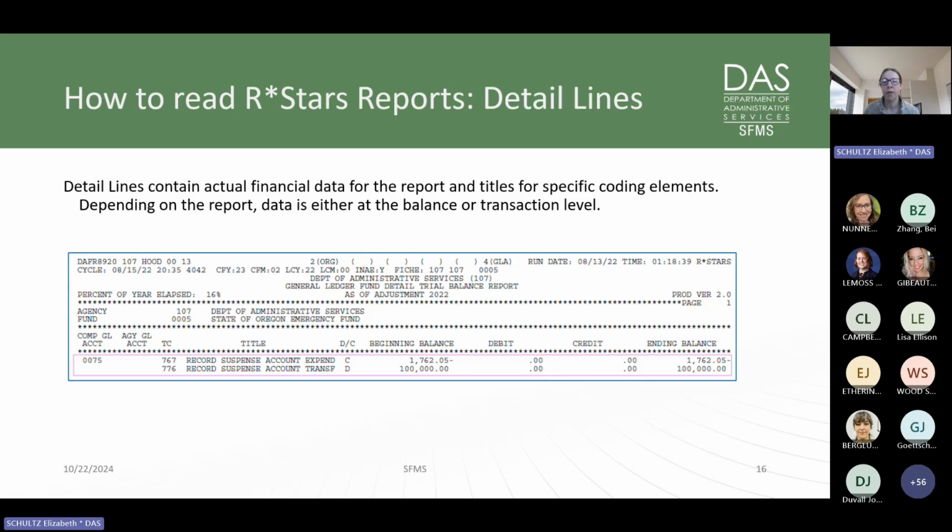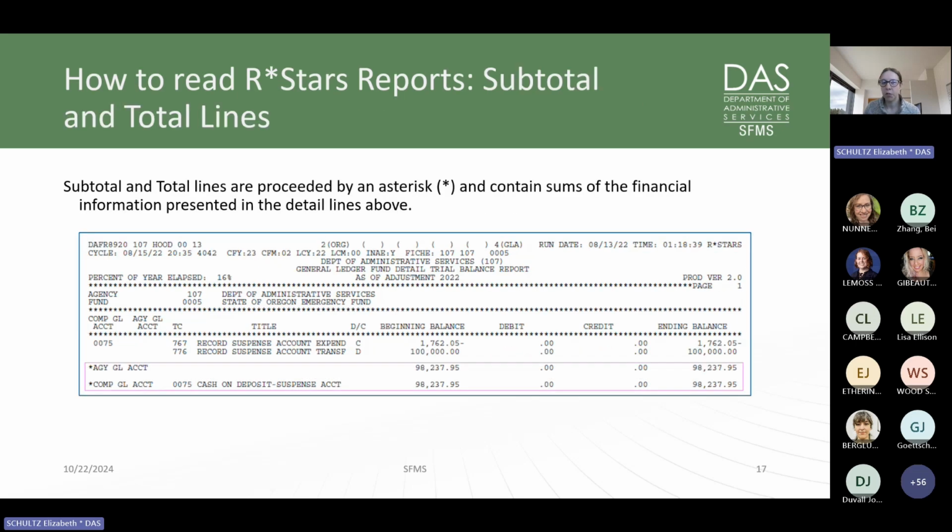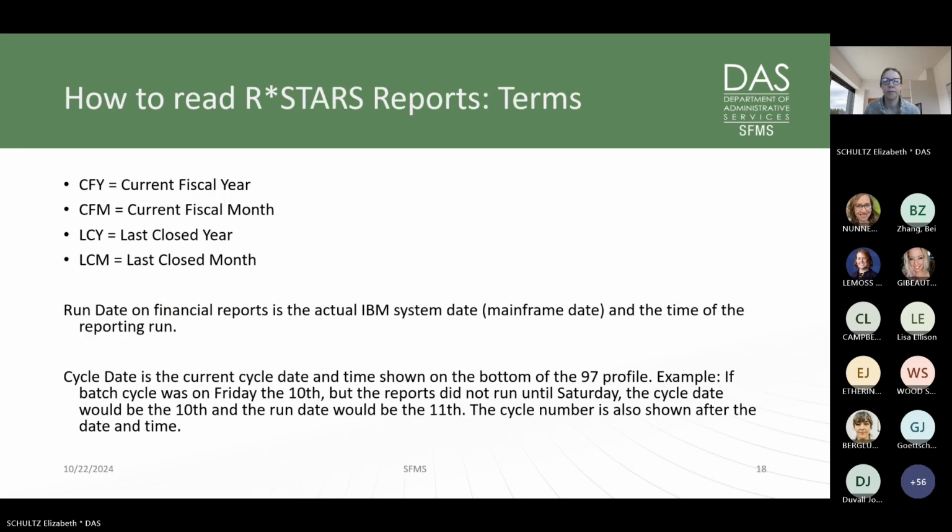There will be subtotals. All of the subtotals and total lines will start with an asterisk before them, so you'll have a visual indicator that that's just a subtotal or a total. So depending on the reports, there will be information, but all of our reports have those subtotals and totals, just so be aware of that when you're looking at the data.